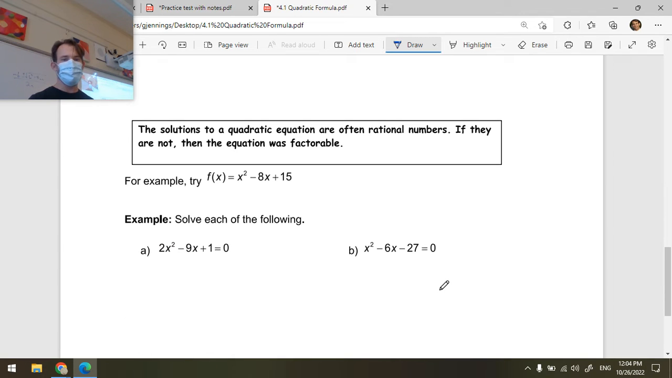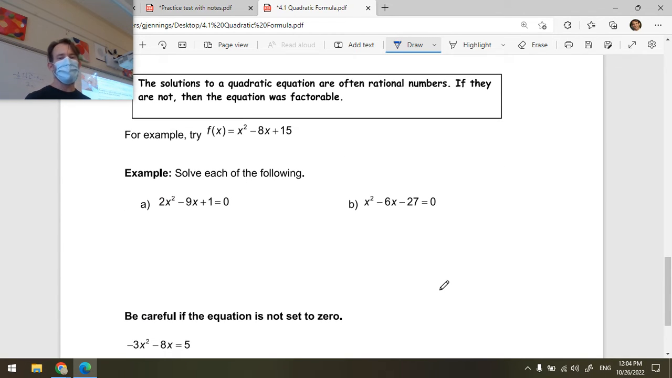All right, so the solutions to these quadratic equations, they're often rational numbers. If they're not, then we could have factored it. So let's try doing this same idea with a, b, and c with this quadratic equation that we just factored. And let's see what happens when you use one that's factorable. All right, so my a is 1, my b is -8, and my c is 15. Evaluate. So here we go.